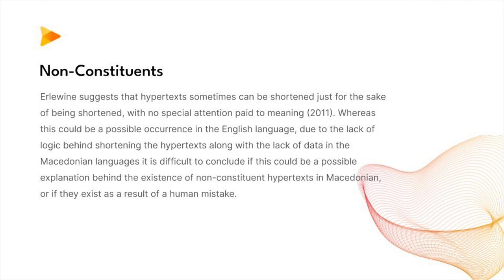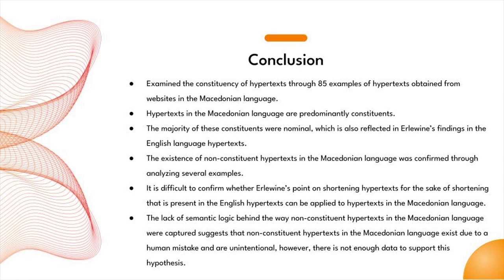In conclusion, in this SQUIB, I have examined the constituency of hypertext through 85 examples of hypertext obtained from websites in the Macedonian language. I have shown that hypertext in the Macedonian language are predominant constituent. The majority of these constituents were nominal, which is also reflected in Earl Wine's finding in the English language hypertext. The existence of non-constituent hypertext in the Macedonian language was confirmed through analyzing several examples.